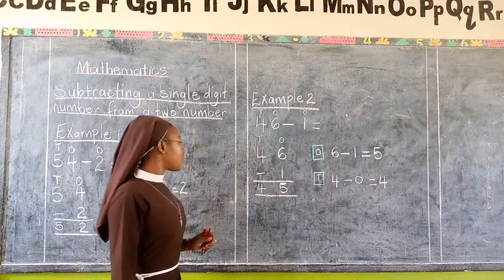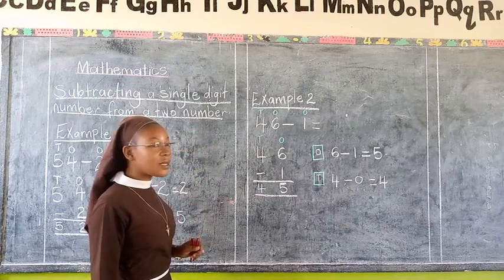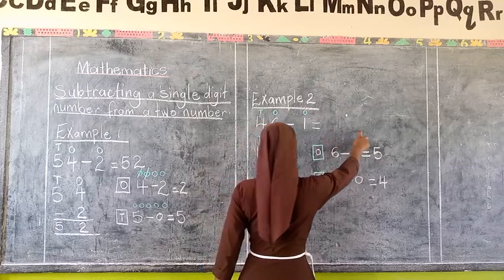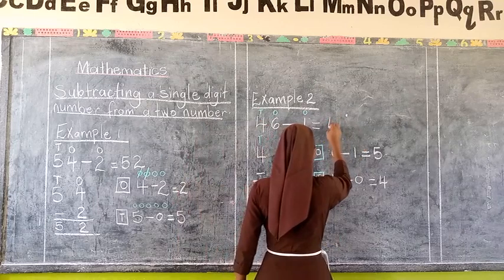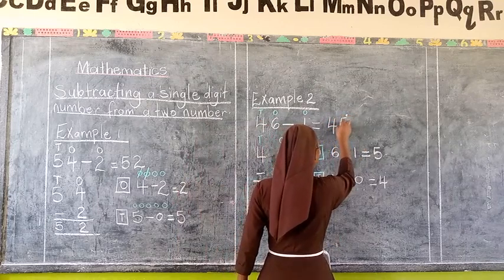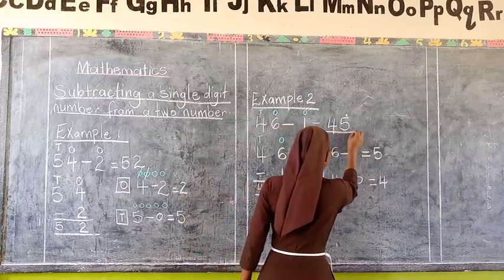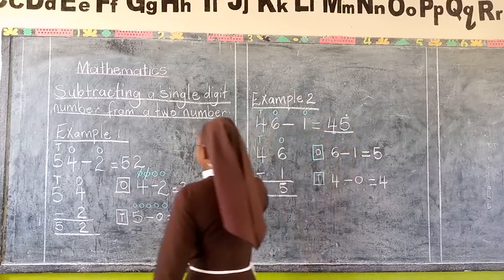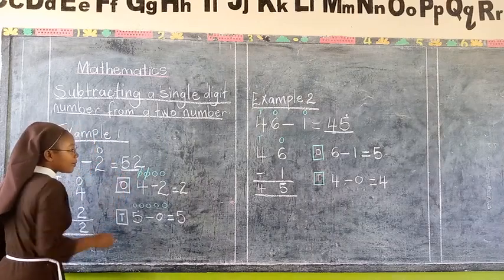After we have finished subtracting, we go back to our question that was given to us. 46, take away 1. Remember, we have not yet written the answer here. So we go back and we write our answer as 45, and then we underline. We shall underline our answer.